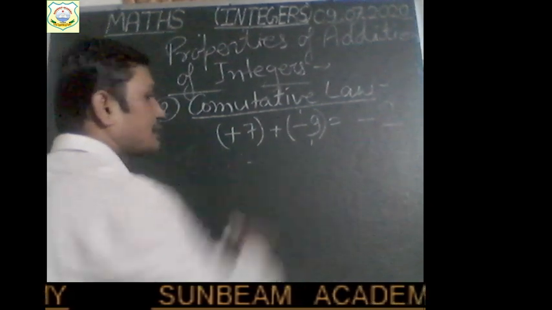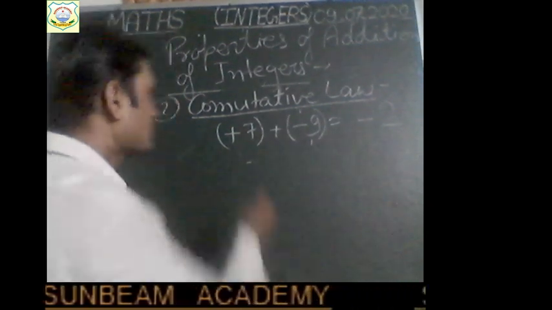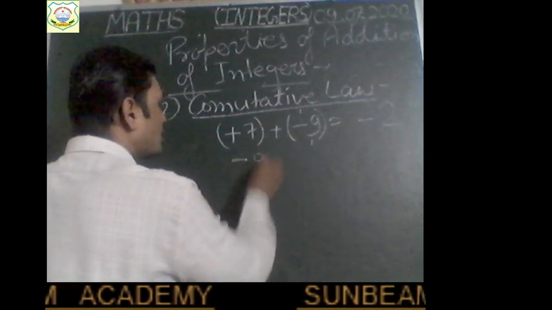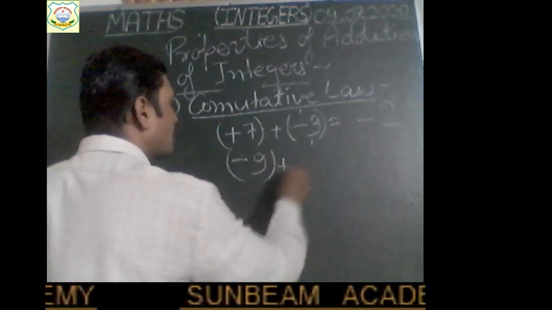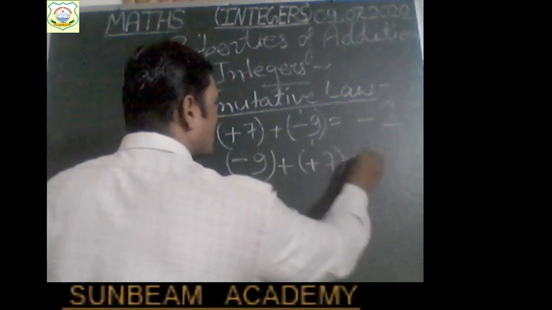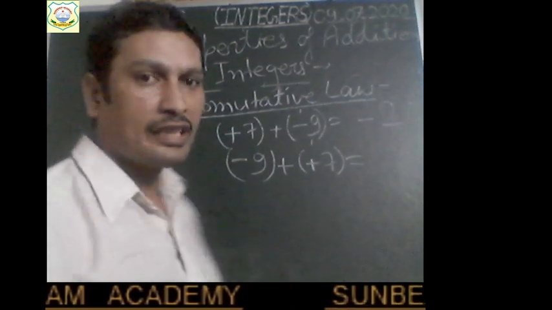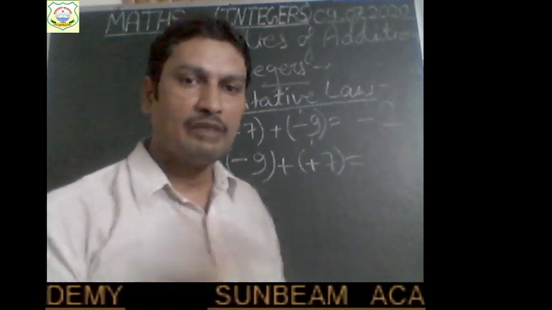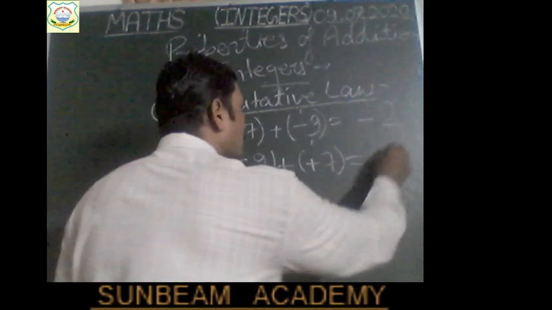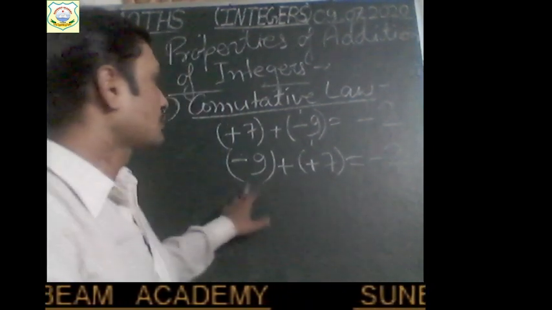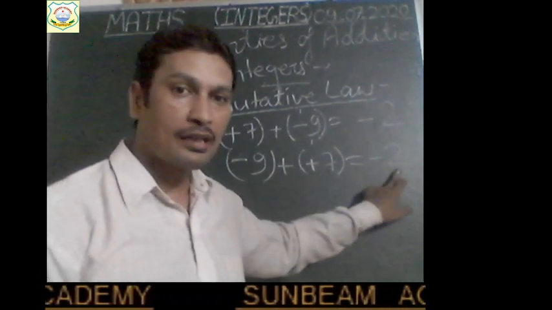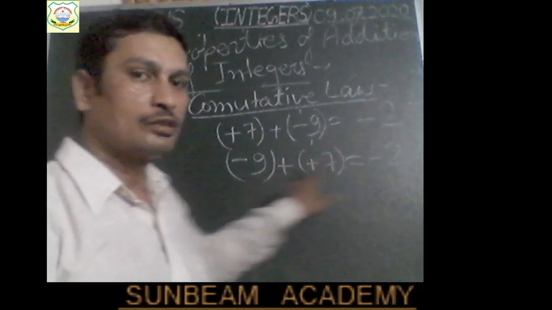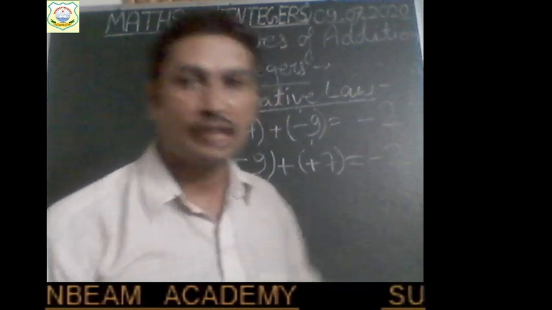Now what if we change the order and add the integers? Suppose we have to write minus 9 plus 7. Will the result be changed? No. Still we will get minus 2 only. The signs are opposite, so we will subtract, and negativity is higher, so we will put the minus sign only.